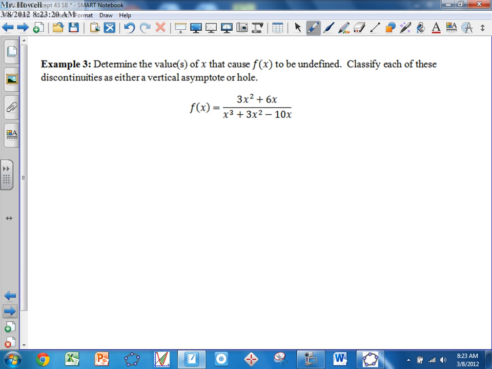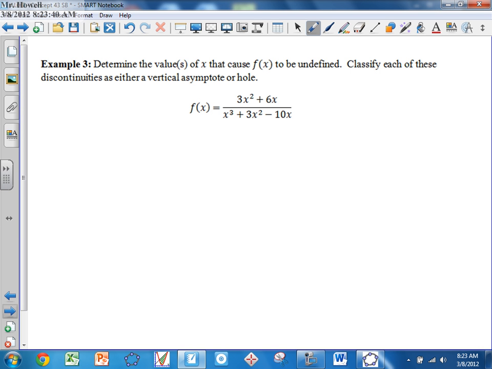GCF first. You can't get the restrictions till you factor it. You can't factor till you take out the GCF. So you always start with the GCF, guys. Again, take the GCF out of the bottom, then factor what remains, then you can find the restrictions. So it's always GCF to start these problems.